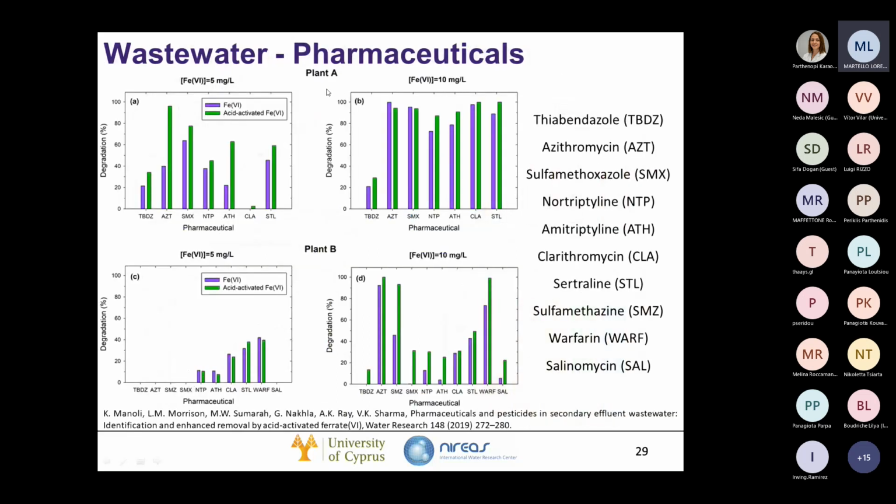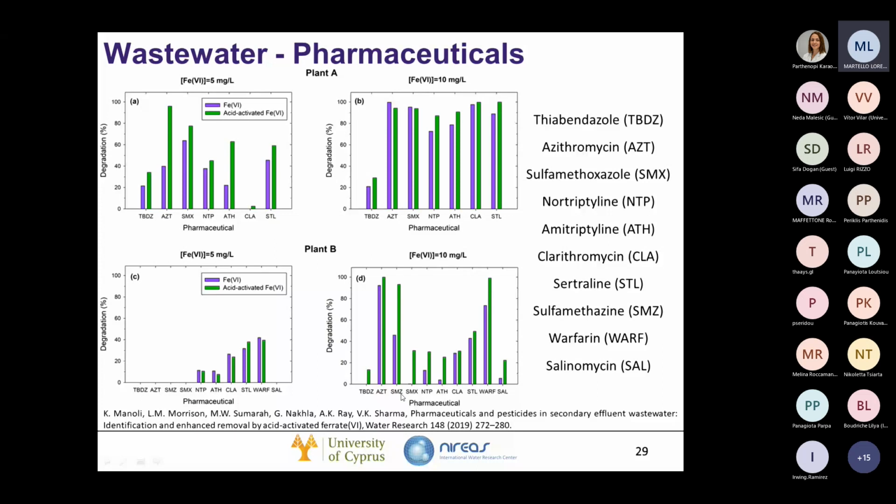Of course, we've been very interested in real wastewater, so we did a collaboration with Agriculture and Agri-Food Canada. We sampled secondary effluent wastewater from activated sludge-based wastewater treatment plants in London, Ontario, and treated it with iron 6 and acid-activated iron 6 at the natural concentration of the pharmaceuticals, which was nanograms per liter. In the case of azithromycin, there is a significant enhancement, which shows that we need half the concentration of iron 6 to remove azithromycin if we activate iron 6.